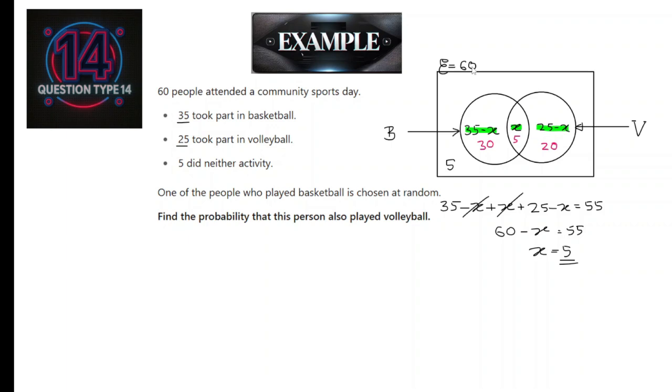So what's the question? One of the people who played basketball is chosen at random. Now to get the probability, number of people who did both, that's 5, divided by number who did basketball. Why? Because the question says one of the people who played basketball is chosen at random, and out of that you need to find the probability. So the denominator is 35, numerator is the number of people who did both, because that person also played volleyball. So the answer is 1 over 7 or 5 over 35.